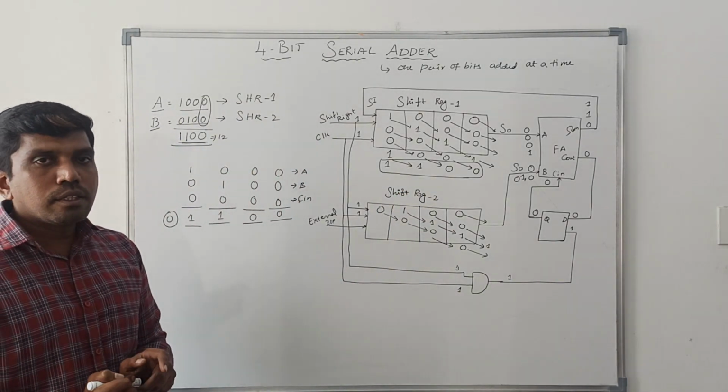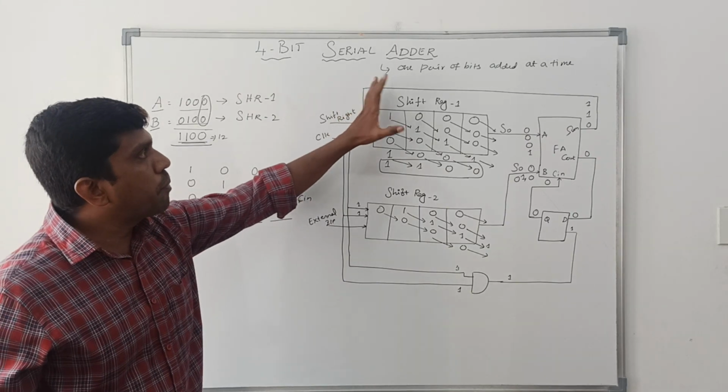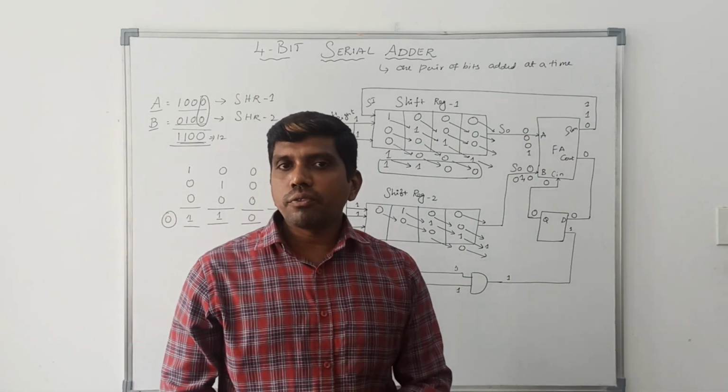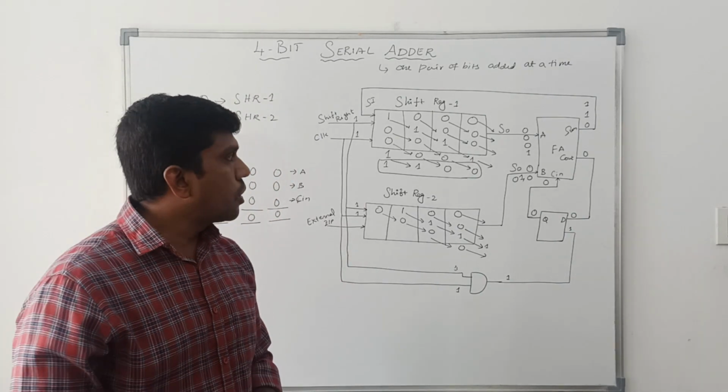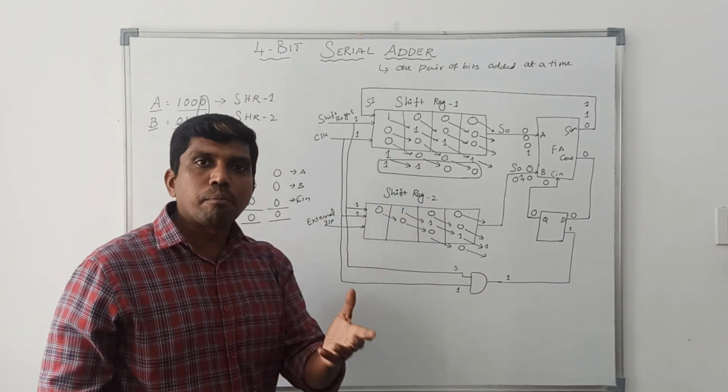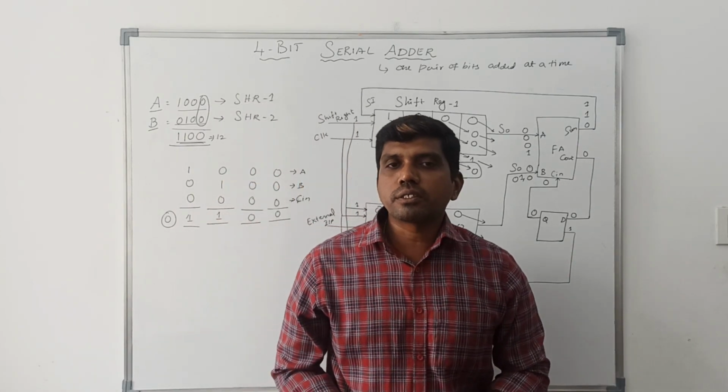So serial adder, in the sense, adds one pair of bits at a time. The drawback of serial adder is it will take more time to add the content, and also it needs many components compared to parallel adder. I hope you understand the concept very well.